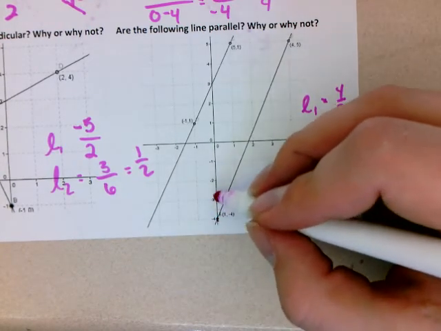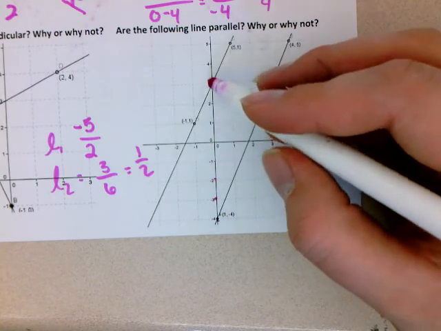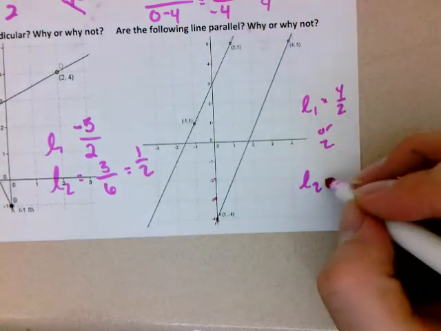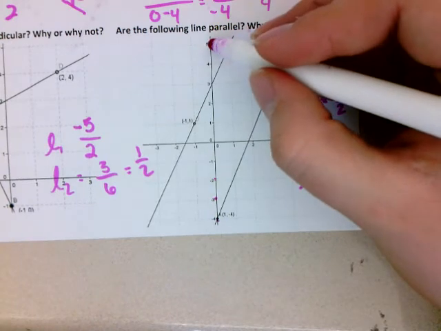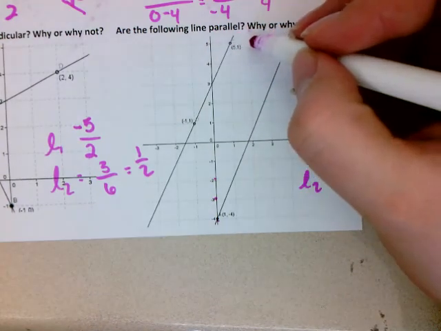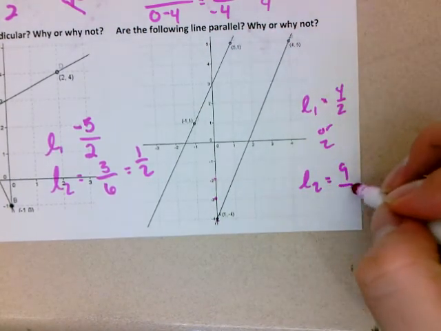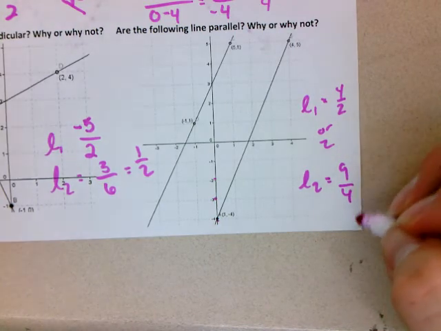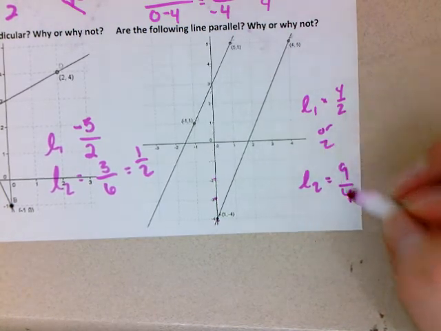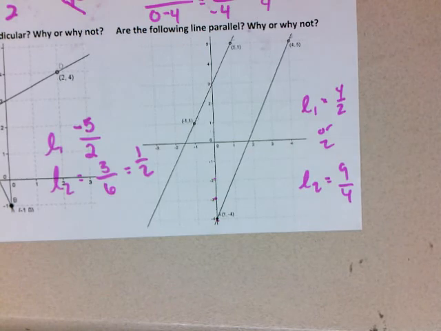Line 2 is 1, 2, 3, 4, 5, 6, 7, 8, 9. We go up 9. We go over 1, 2, 3, 4. Okay. So these aren't the same, so it doesn't work. They're not parallel because they're not the same slope.